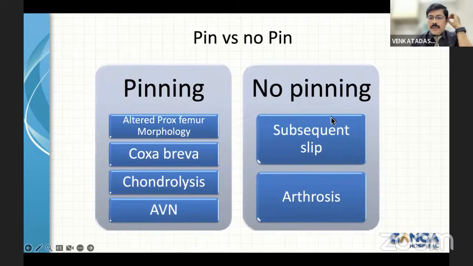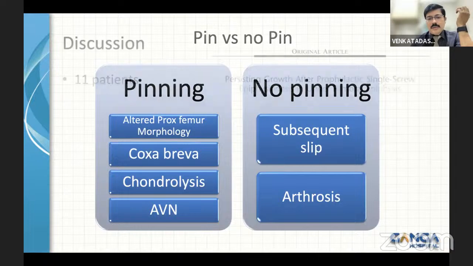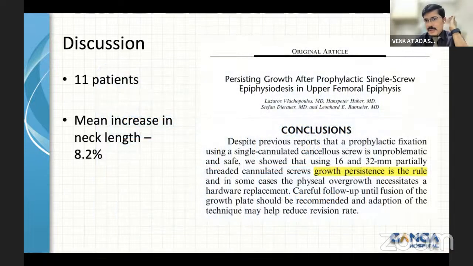If you don't do pinning, the problem is that you can develop a subsequent slip, and if it is not treated well, it can lead to arthrosis. If you do pinning, what morphological changes can you have? You can have a short neck, and your articulotrochanteric distance decreases. Rarely you can have chondrolysis or AVN, which is more of a theoretical risk as far as I'm concerned.